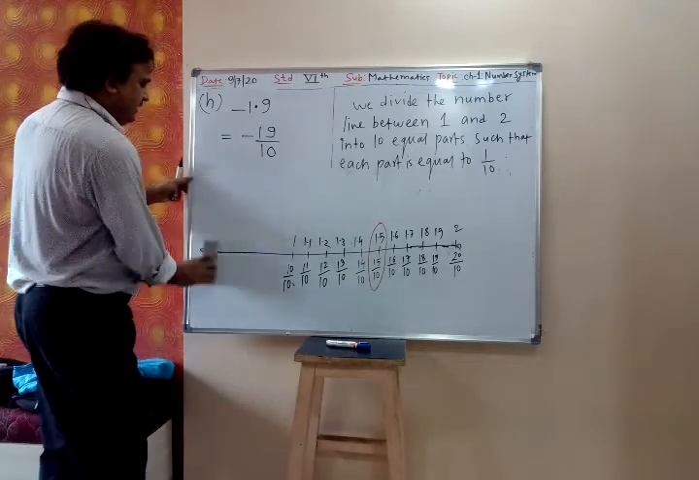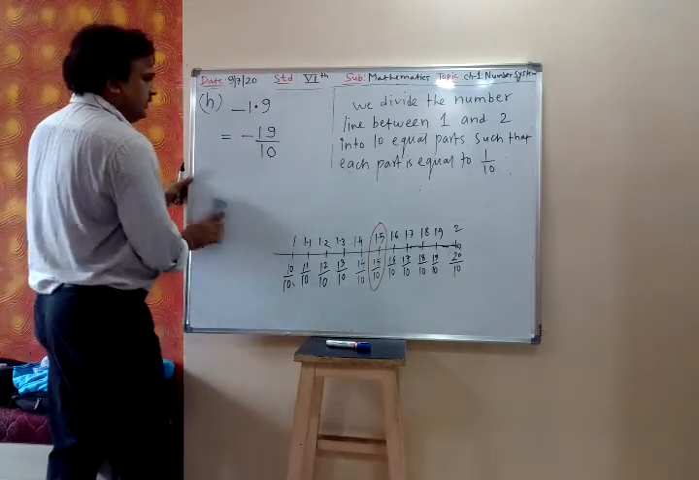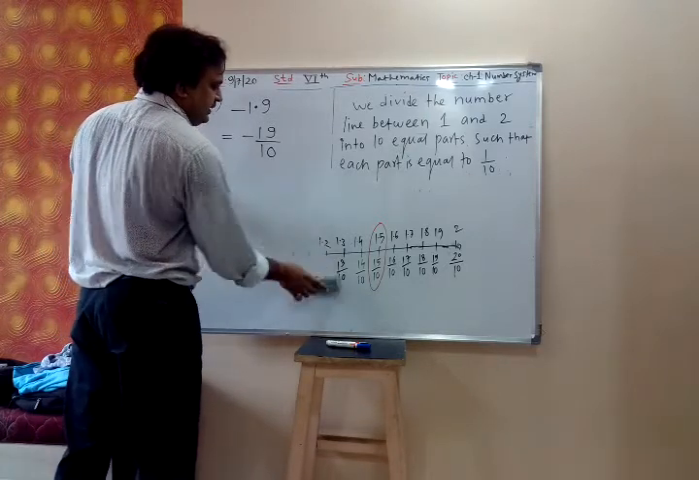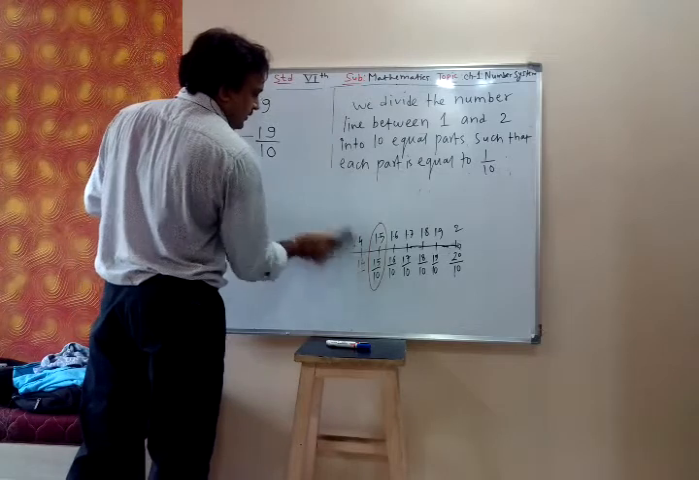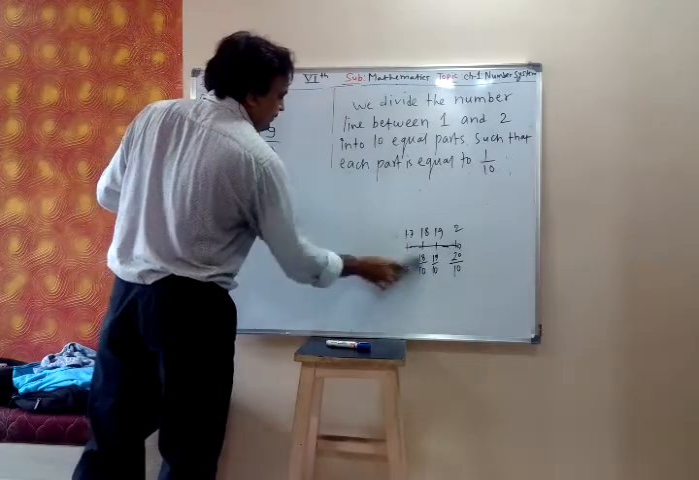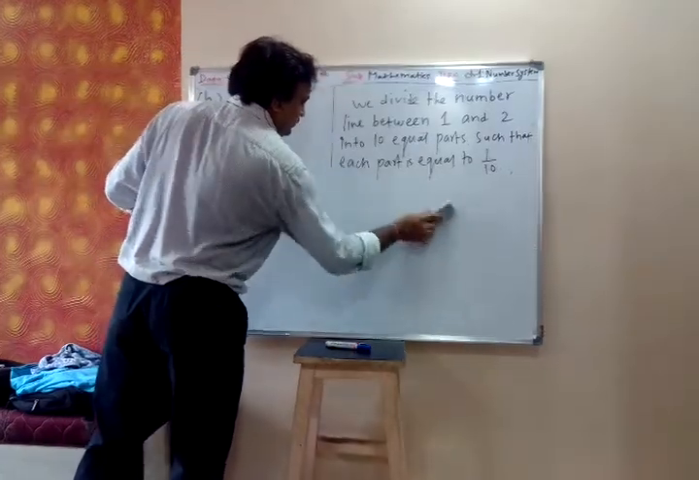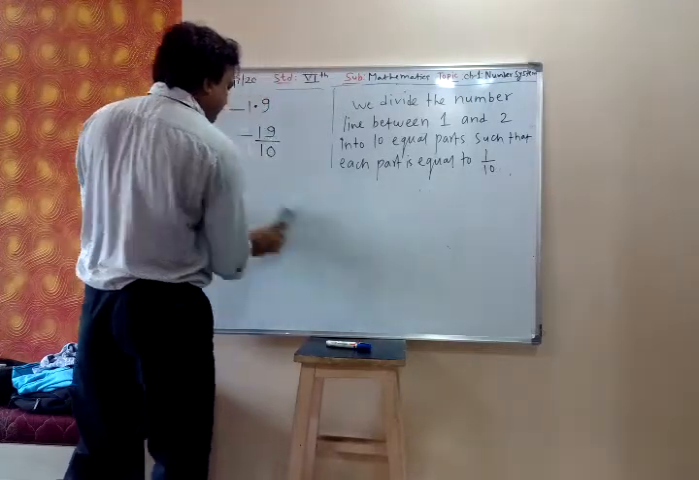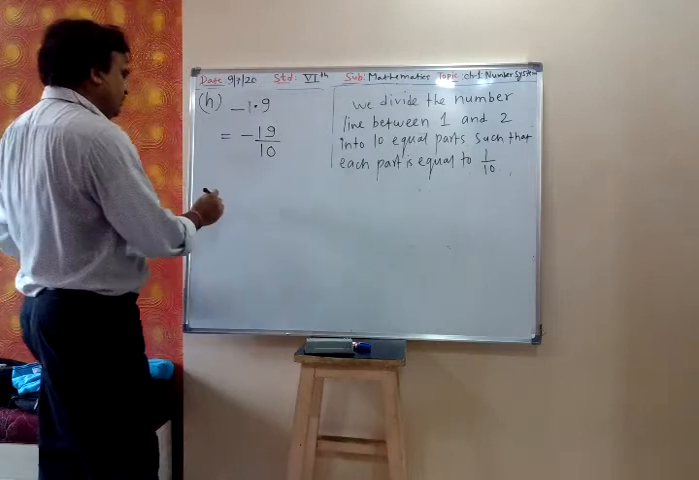So we divide the number line between minus 1 and minus 2. Let us draw the number line.